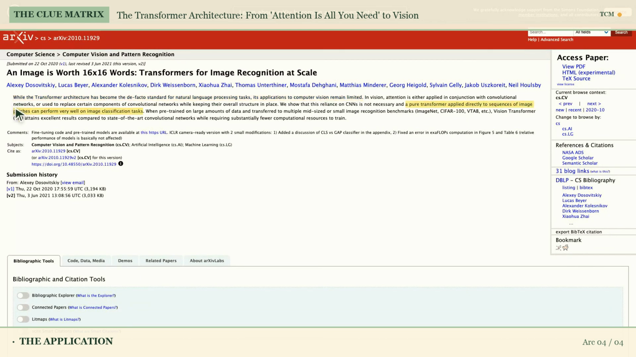Precisely. Their core finding is that a pure transformer applied directly to sequences of image patches can perform very well on image classification tasks. No convolutions needed. Image patches as words? So instead of individual pixels, they break the image into small squares, and each square is treated like a token in a sentence. Exactly. That's where the title, An Image is Worth 16 by 16 Words, comes from. Each 16 by 16 pixel patch is essentially an input word or token for the transformer.